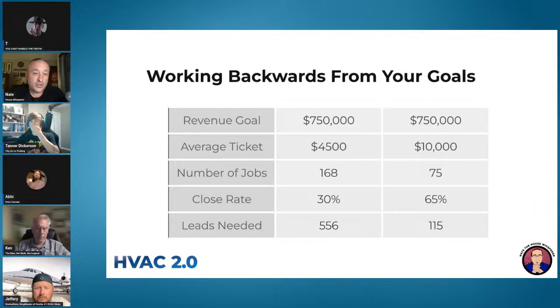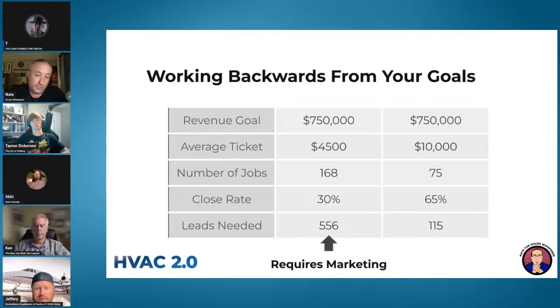Now let's adjust 2 things. So we'll change the average ticket from 4,500 to 10 grand, which is quite doable. And this is something that's happening a lot more. And the closing ratio from 30% to 65, which is on the high side. Possible, but on the high side. Note what it does. It changes how many leads you need from 556 to 115. So can you see how that is a significant shift?